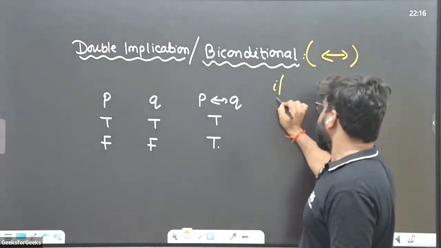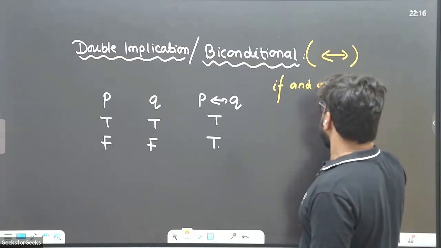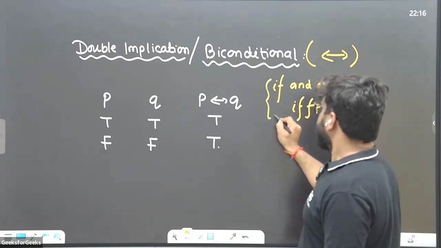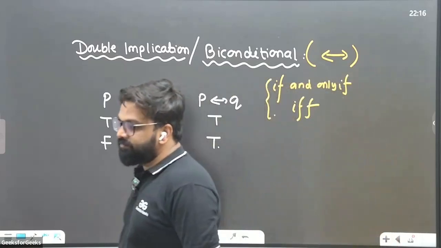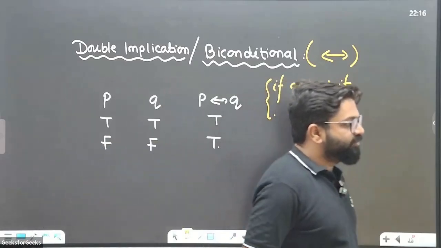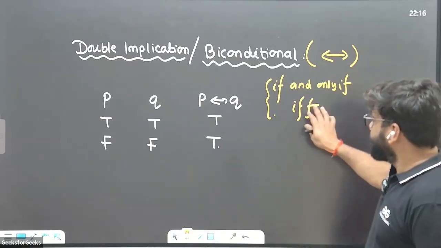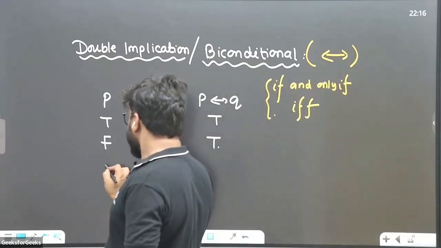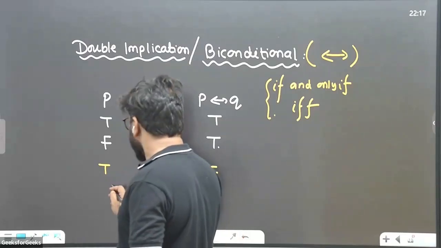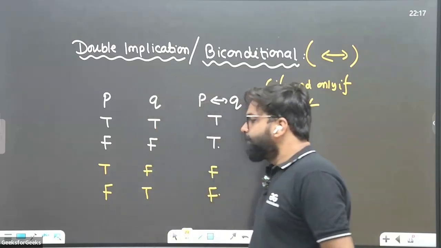Whenever you see any statement consisting of if and only if, then you have to use the biconditional. For example, if one is true and the other is false, then the whole statement will become false. If this is false and this is true, then the whole statement will become false.